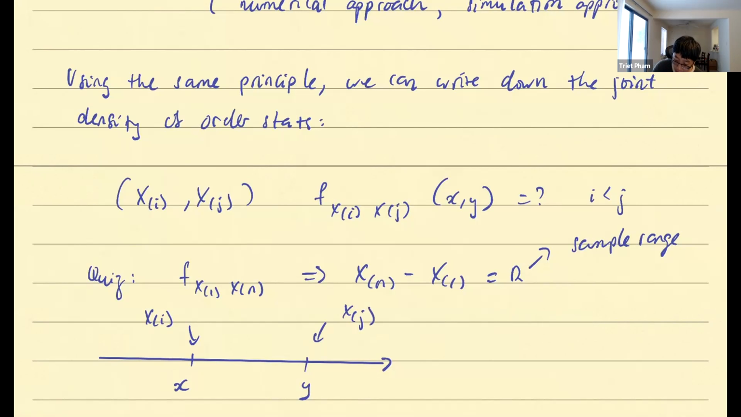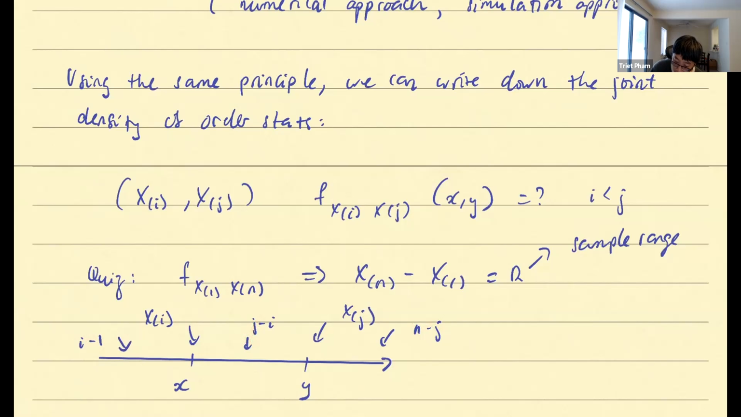That means there are i minus 1 terms below X, there are j minus i terms in between, and there are n minus j terms above Y. And of course, when you do the min and the max, there's nothing above and below, there are only n minus 2 terms in between.